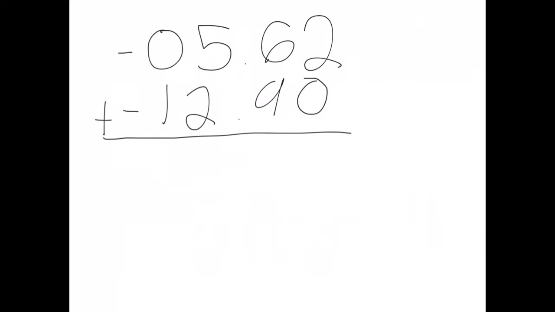The problem is already lined up. All you have to do is add. So that is 2, that is 15, and carry your 1. That's 8, and that's 1. And it's going to be negative because of the 2 negative signs in front of the numbers. And then don't forget to add your decimal place. And then you're done.